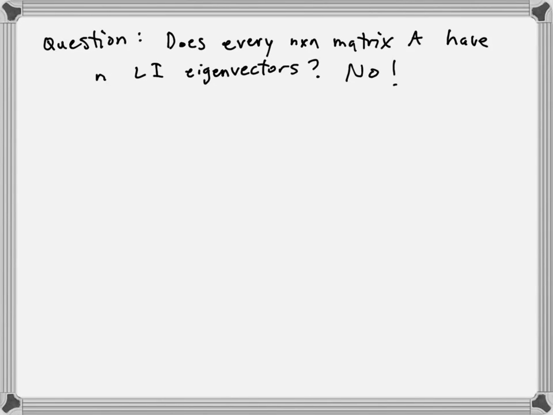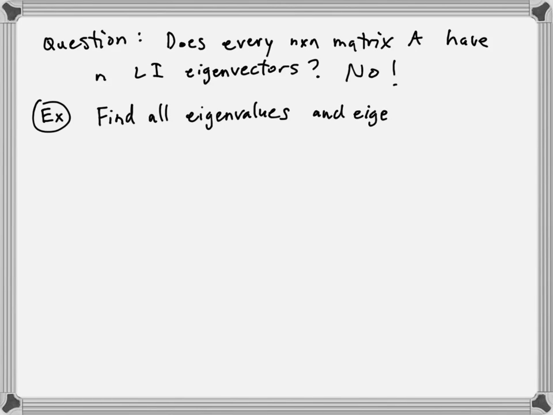All right. So let's do another example. We're going to find all eigenvalues and eigenvectors of A, which is going to be the 2 by 2 matrix 1, 1, 0, 1. Okay.